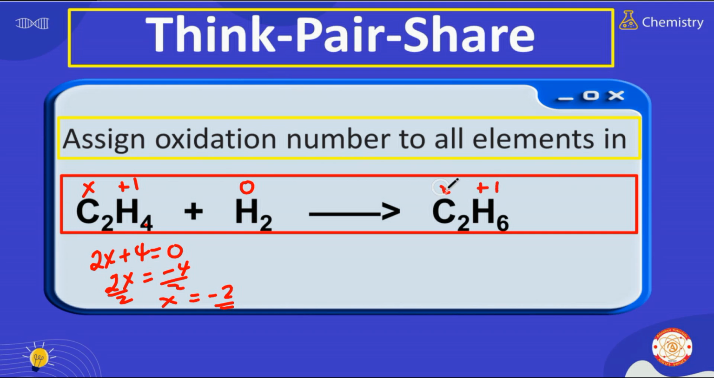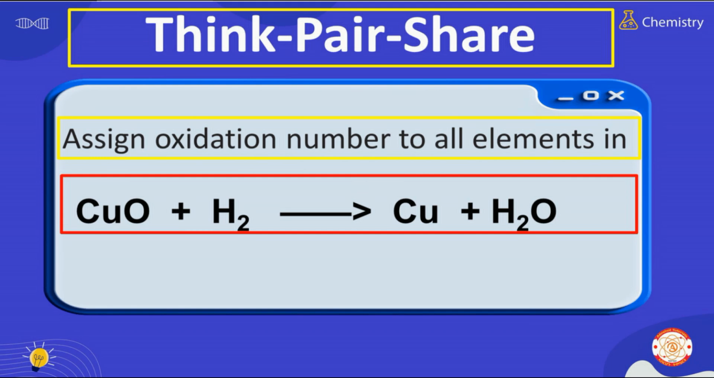Because we don't know the oxidation state of carbon, we'll assign it X. So let us multiply. 2 times X is 2X plus 6 times 1 is 6 equals 0. 2X equals -6. X equals, if you divide both sides by 2, it will give you -3. So its oxidation number becomes -3. So this is how you assign oxidation numbers to all the elements.